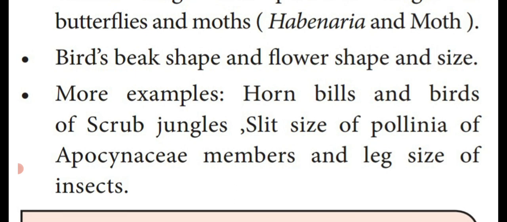So in this way, the different interactions take place between organisms, which show changes in the genetic character and morphological character in both organisms. That is known as co-evolution. So these are the different examples of co-evolution.